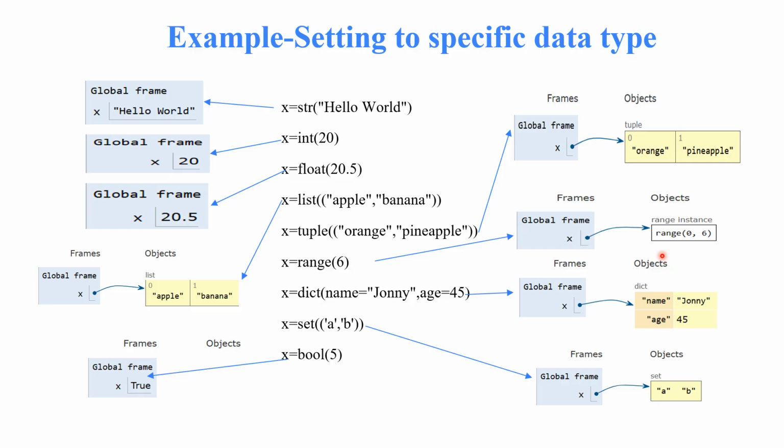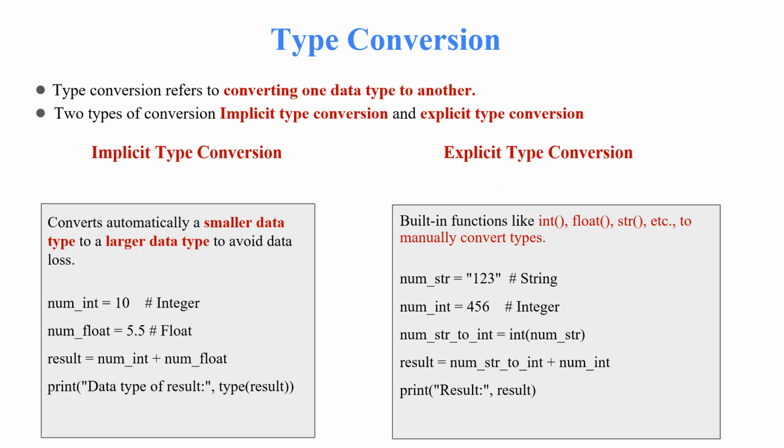Next, when I say bool of 5, it returns either true or false. Boolean is true or false. When I say x is equal to boolean of 5, it is true. So, it is returning true. This visualization example will make it more clear how these data types can be set to a specific value. You can also get a better visualization by using the tool Python Tutor. So you can see how the value of x changes.